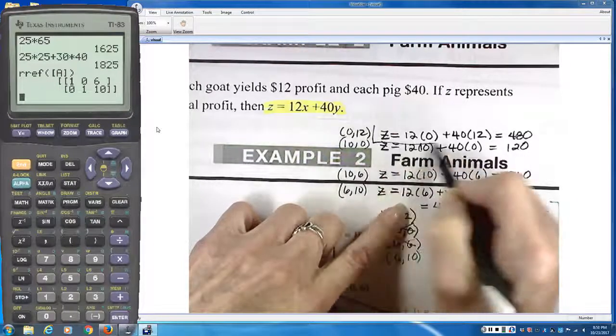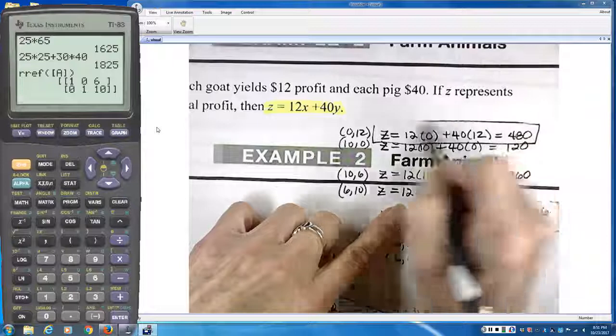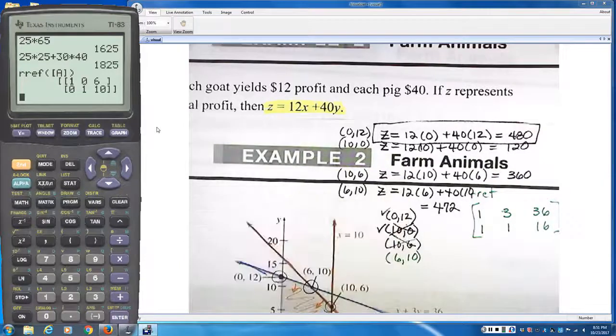So actually our maximum profit comes from what? Goats, or I'm sorry, no goats, and 12 pigs. People really do like bacon better. Okay?